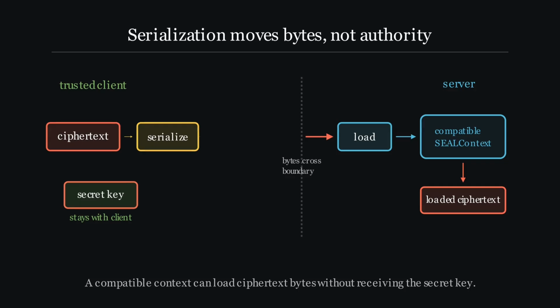Notice that no secret key crosses the divider and no plaintext appears during loading. Serialization preserves the encrypted data and necessary representation, while key ownership remains separate. A mismatched context cannot safely interpret the object, so deployments must coordinate parameters as carefully as they coordinate the transmitted bytes.